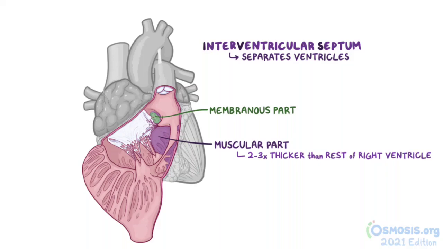The membranous part is a thin membrane that's part of the fibrous skeleton of the heart, and it's located superiorly and posteriorly. On the right side of the IVS, the septal cusp of the tricuspid valve attaches to the middle of the membranous part.